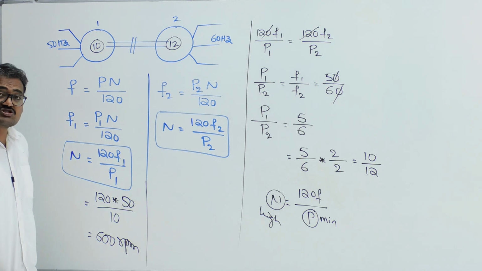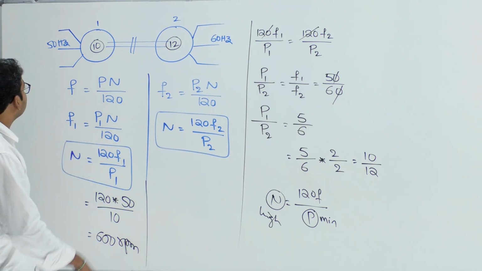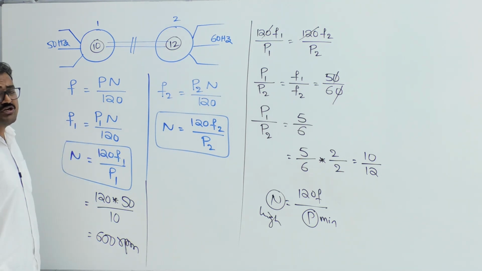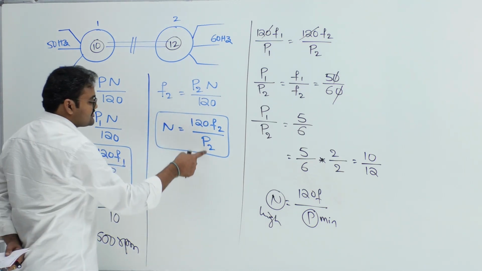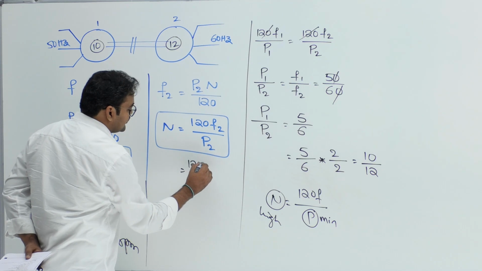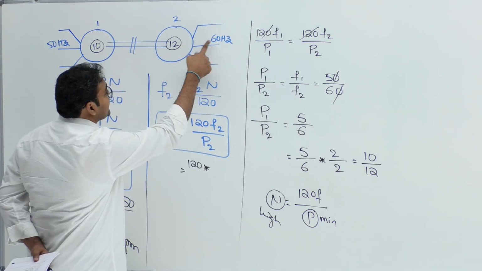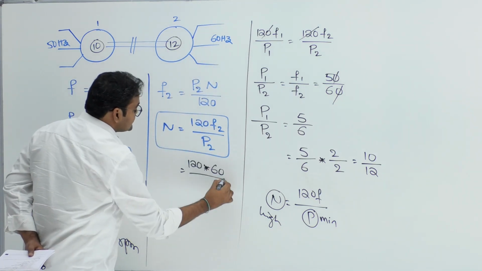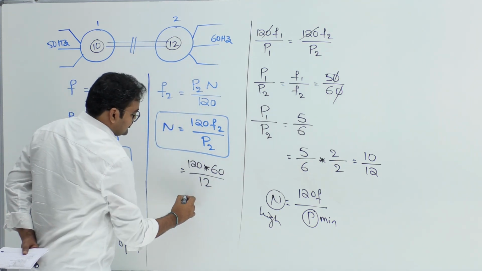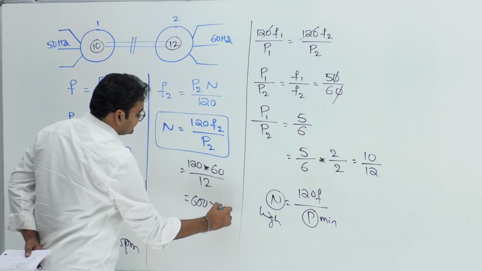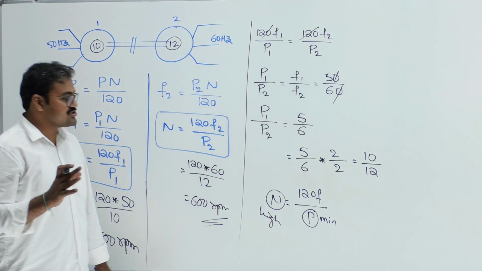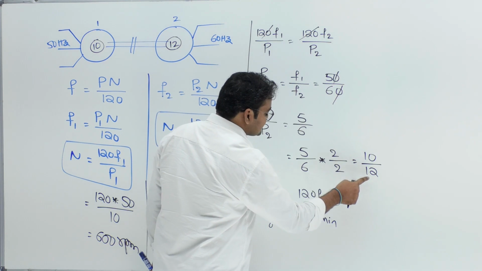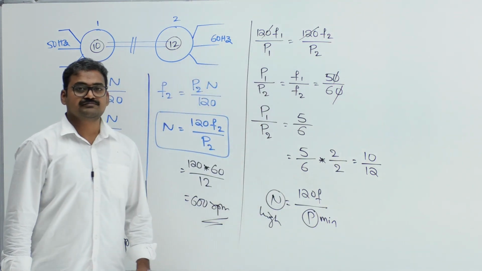600 rpm is the highest possible speed, so that machine 1 can generate 50 Hz and machine 2 can generate 60 Hz. You will get the same answer even if you substitute here. 120 into the frequency at which the second machine is operating, 60 Hz, divided by 12 poles, therefore 600 rpm. So the possible combination of poles is 10 poles in the first machine, 12 poles in the second machine.